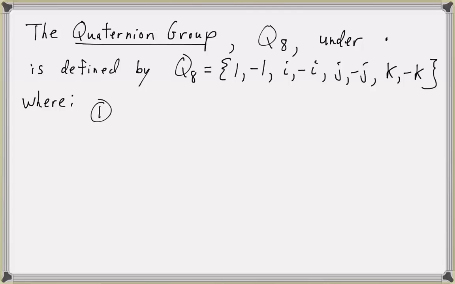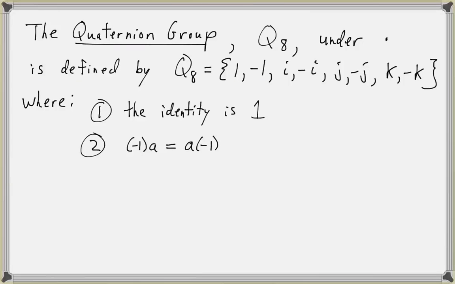First of all, the identity element is denoted 1. So any element times 1 will just equal that element. Second, if you multiply an element by negative 1, we still get the normal product. So negative 1 times A is the same as A times negative 1, which equals negative A for any element A in Q8. We have the standard multiplication by 1 and by negative 1.